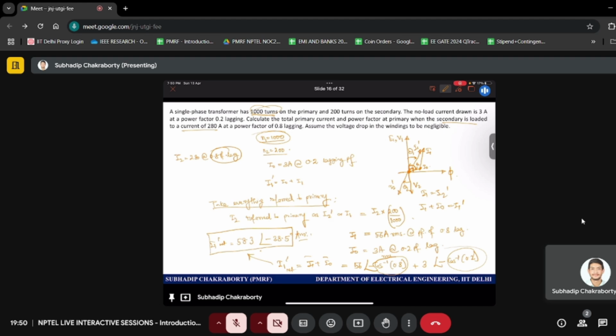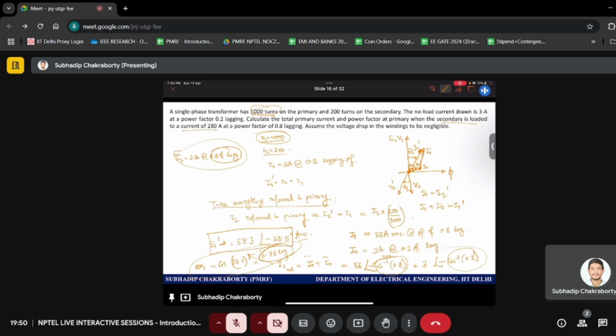So this problem was nothing but to take the secondary current with respect to the primary and then add it with the no load current to get the net current, right? Simple. It is asking you to calculate the net current, and the power factor becomes cos 38.5, which is theta 1, I can say, the operating power factor of the primary side, which is nothing but 0.78 lagging, right?